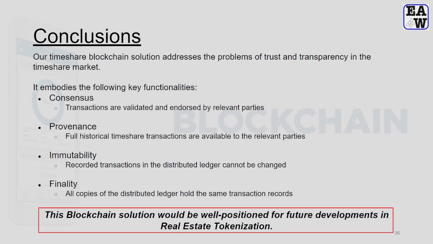So in conclusion, our timeshare blockchain solution addressed the problem of trust and transparency in the timeshare market. It embodies the following key functionalities: consensus, provenance, immutability, and finality. This blockchain solution will be well positioned for future development in real-time tokenization.